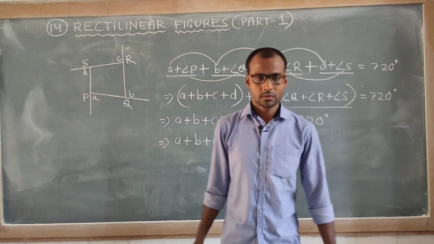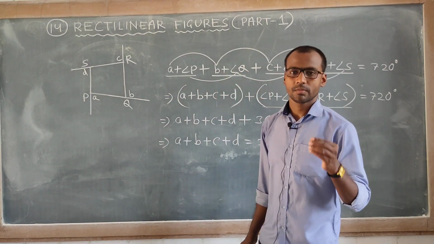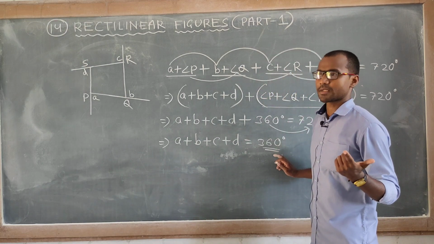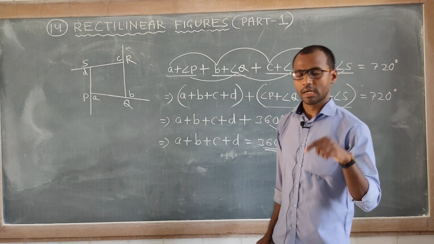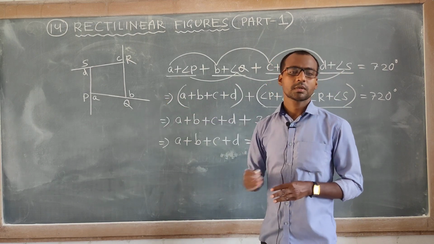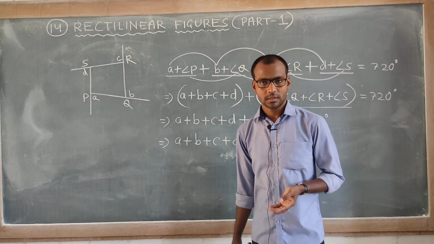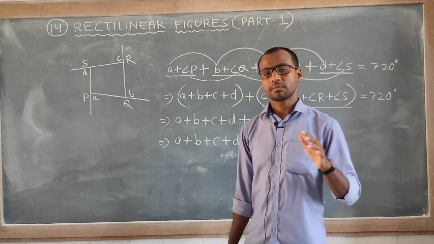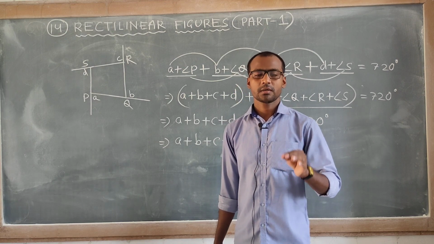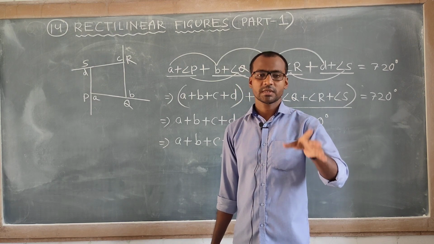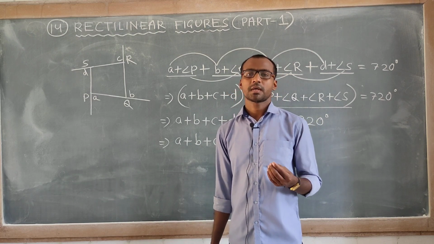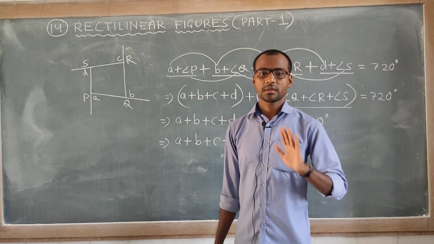No change. There was a change in the sum of interior angles, but you can see there is no change in the sum of exterior angles. In case of a triangle also the sum of exterior angles was 360 degrees. In case of a quadrilateral also we got the sum of exterior angles is 360 degrees. In case of a pentagon also we get the same 360 degrees. In case of any polygon, hexagon, heptagon, octagon, nonagon, decagon, 11 sides, 12 sides, any number of sides, the sum of exterior angles is always 360 degrees. That you have to remember.